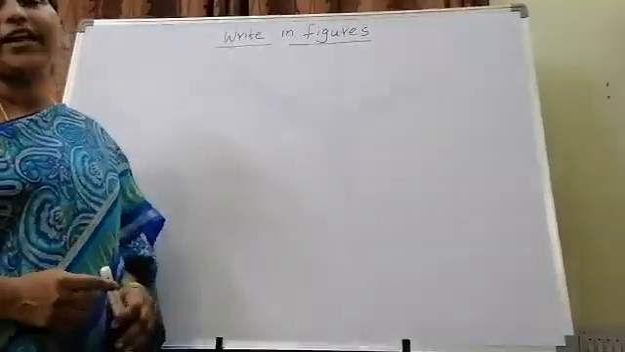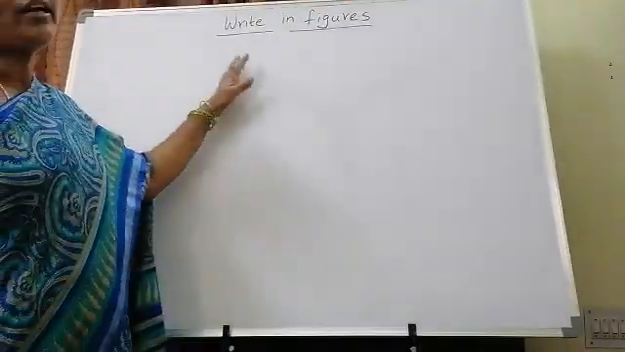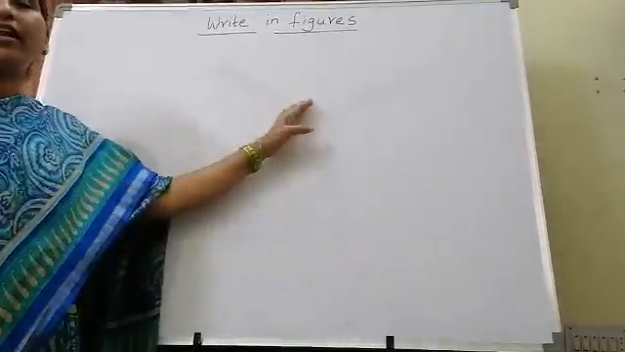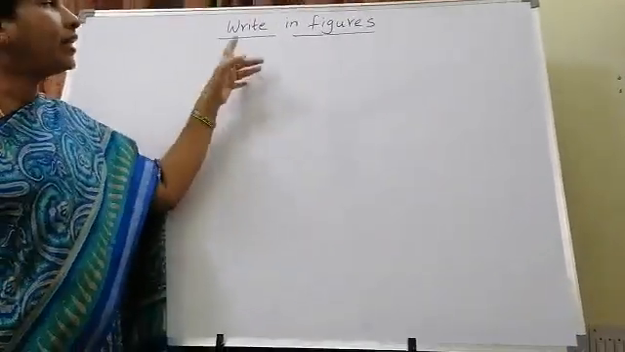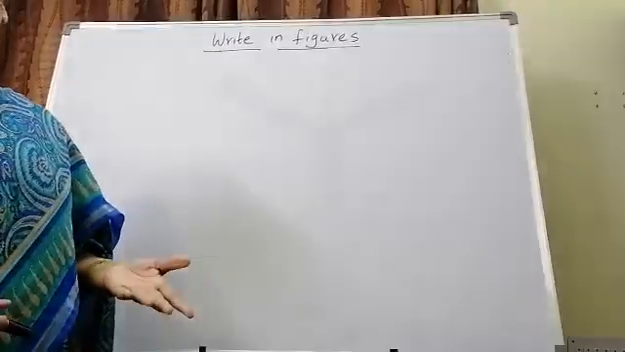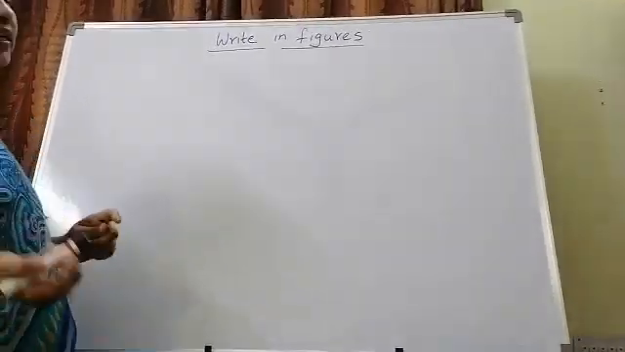Already we have learned write-in words. Now we are going to learn write-in figures. In write-in words, they give the number and we write the spelling of that number. But in write-in figures, they will write the spelling and you have to write the number. You have to read the spelling of the number, then write the number.